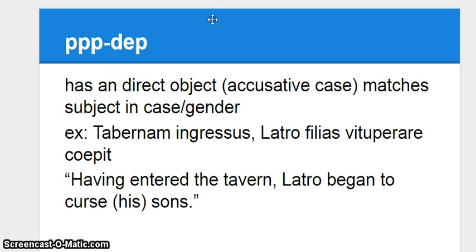PPP-deps. Alright, they have a direct object, which is usually in the accusative case. It matches subject in case and gender. So it is just like an adjective. Example, tabernam ingressus Latro filios vituperare coepit. Having entered the tavern, Latro began to curse his sons. Alrighty, so having entered what? The tavern. Alright, so Latro is masculine and singular, and ingressus modifies Latro because he's the one who is entering the tavern. So therefore everything's correct and you translate it actively, and do not forget that you translate it actively.